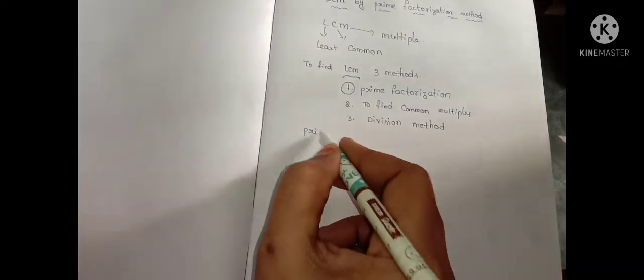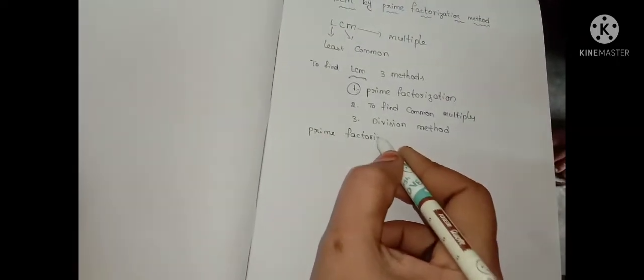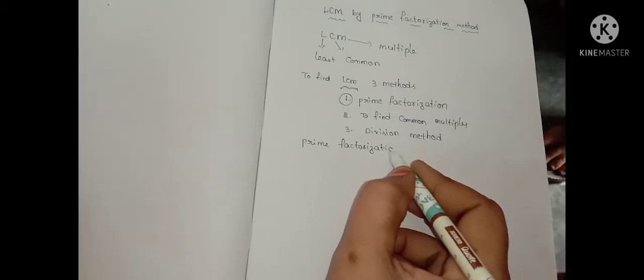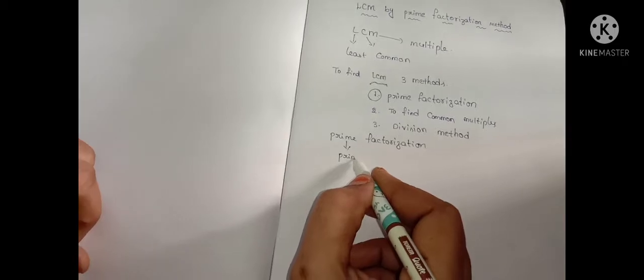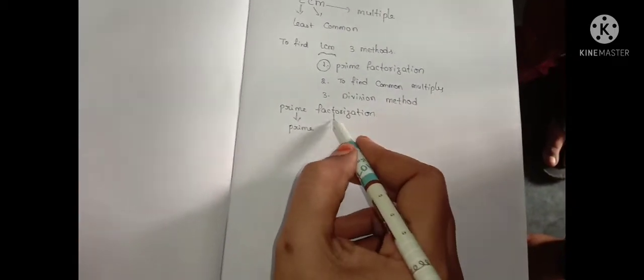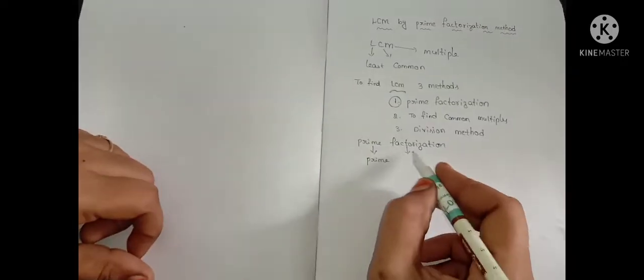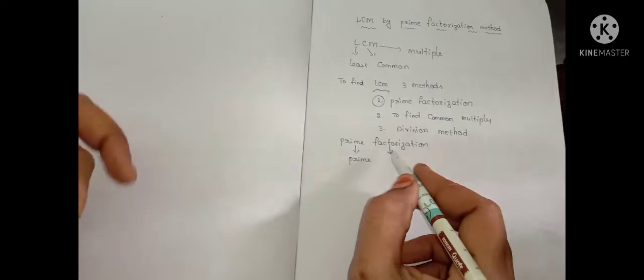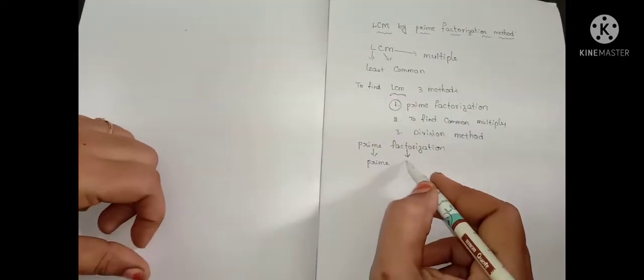See, prime factorization is a very simple topic. Prime means we can take only prime numbers. Factor means, as you already learned in previous classes, in which table the given number will come.